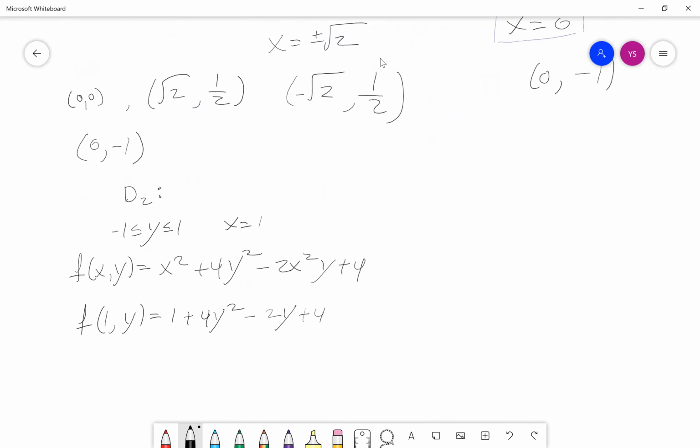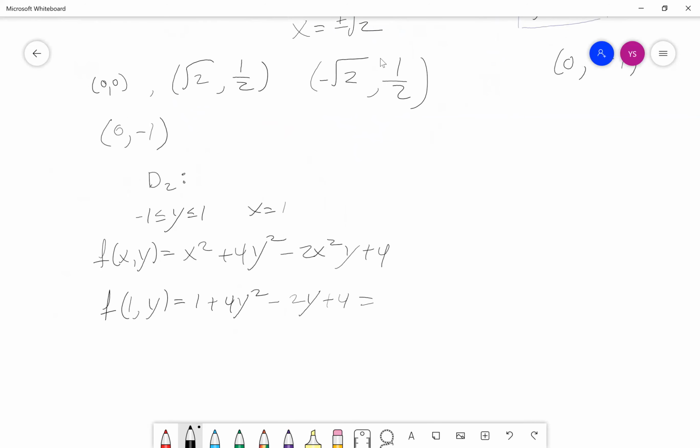Any questions so far? Okay. So what is this equal to? It's equal to 4y squared minus 2y plus 5. That's my current function. Let me just check.